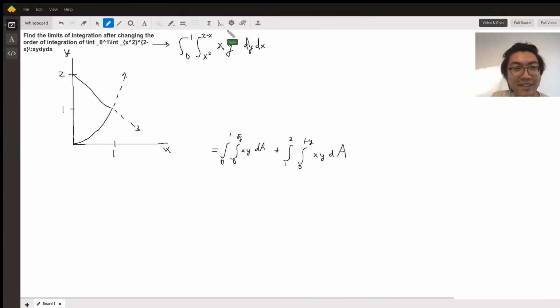Hello, I've decided to do a video response to your question because it required quite an intricate diagram. And so I started by writing out exactly what the integral was, 0 to 1, x squared to 2 minus x, x, y, dA. And I've drawn it out here.